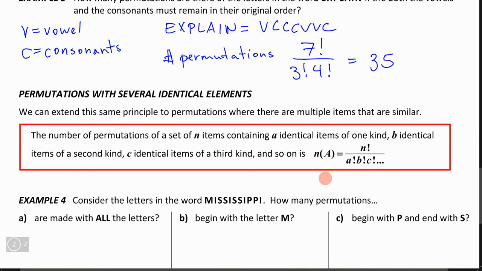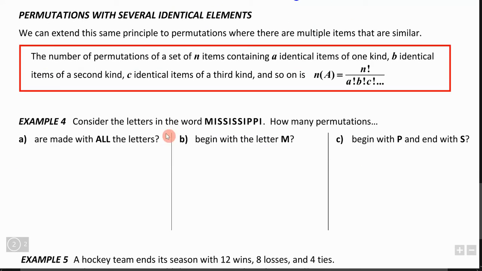Now, permutations with several identical elements. You can extend the same principle to permutations where there are multiple items that are similar. So the number of permutations of a set of n items containing A identical items of one kind, B identical items of a second kind, and C identical items of a third kind, and so on, is just taking n factorial, the number of items in your set, dividing by the factorials of each of the numbers of identical items in your set.